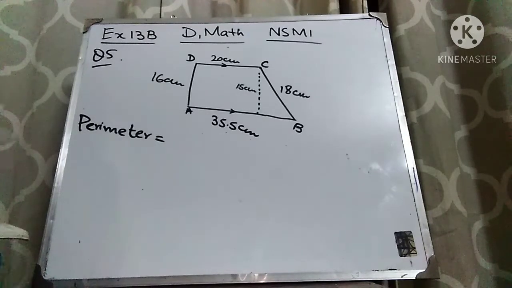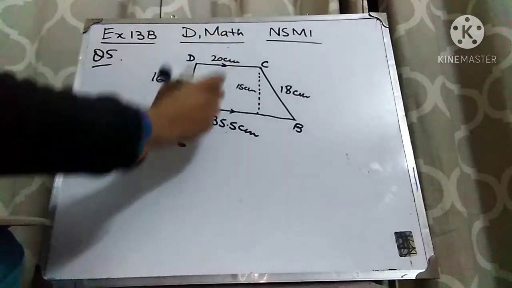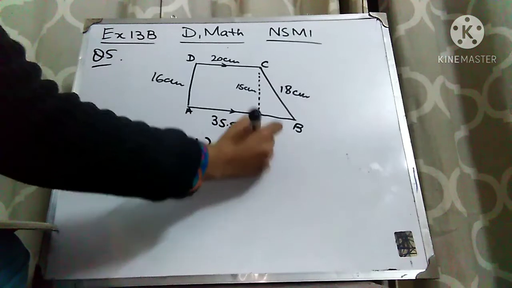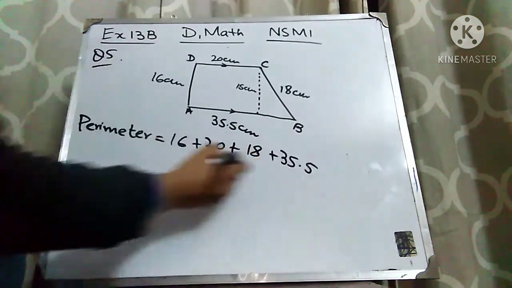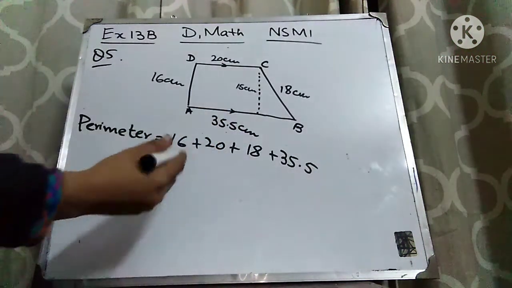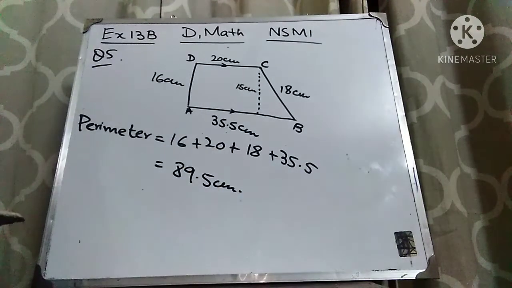So the perimeter will be, I will add all sides: this side which is 16, this side which is 20, this side which is 18, and the last side which is 35.5. So students, you will add up all the sides, you will get 89.5. So 89.5 centimeter is the required perimeter of this trapezium. So I hope that this concept is clear to you.